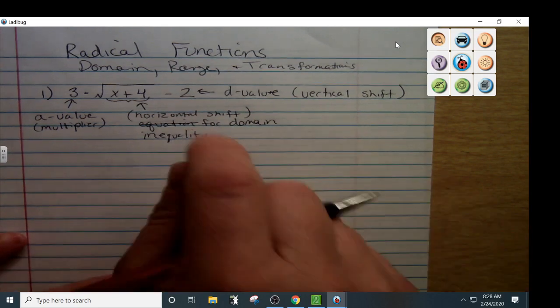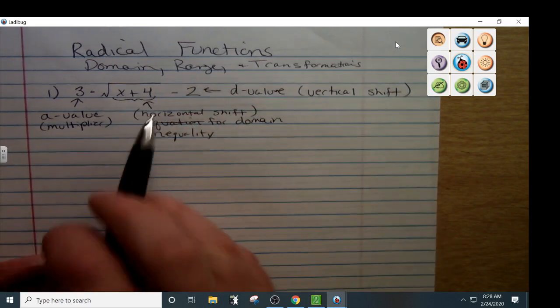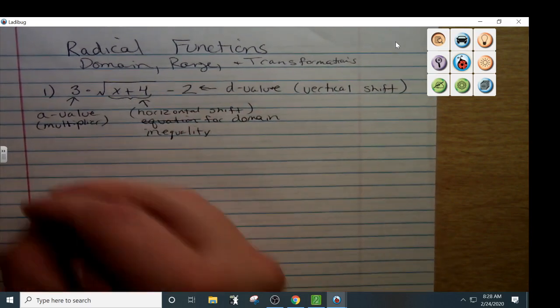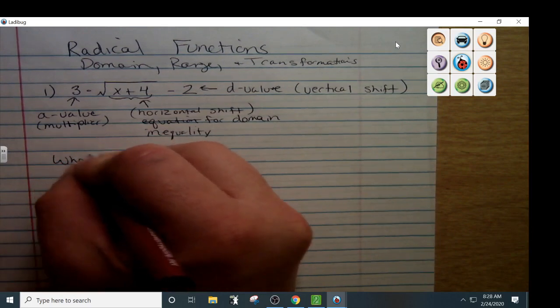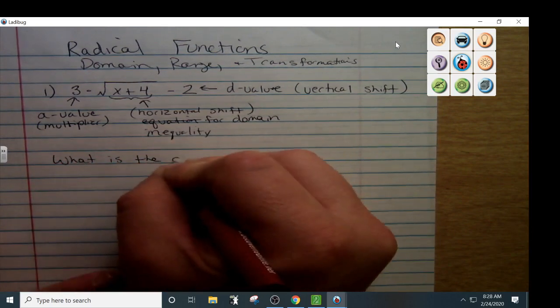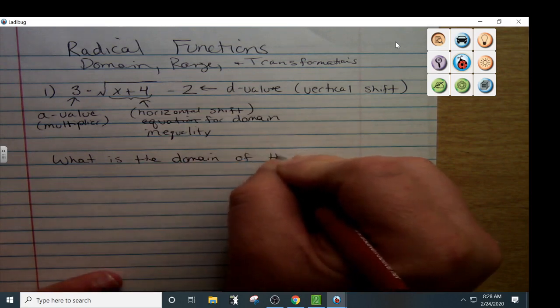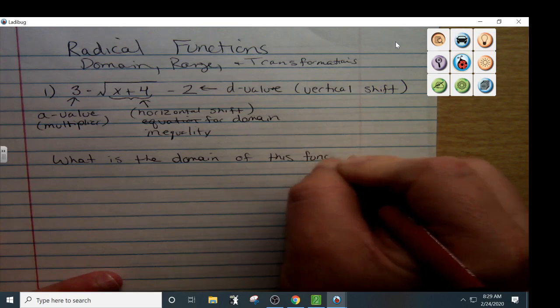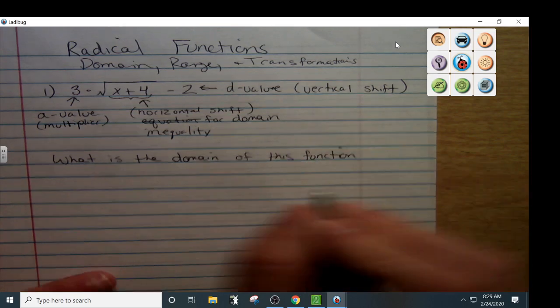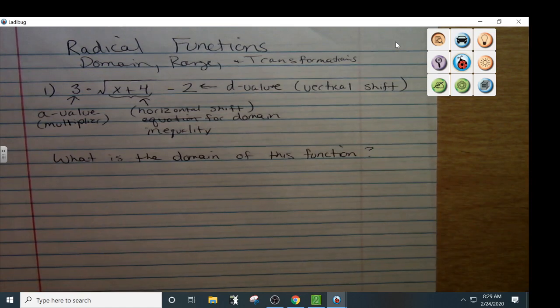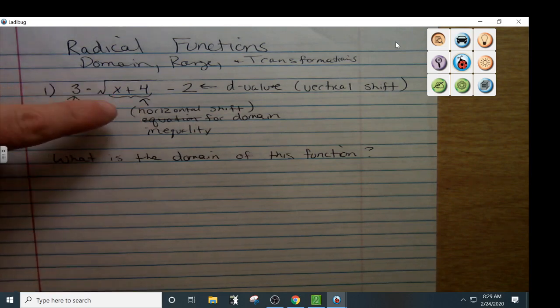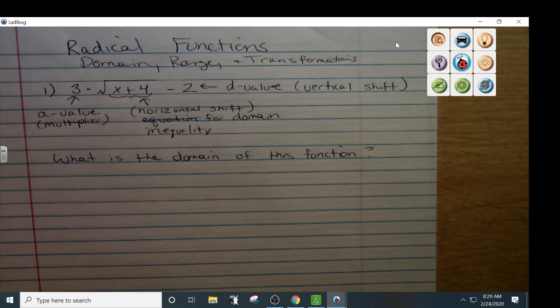Okay. Now let's talk about domain for a minute. So if it asks you what is the domain of this function, guys, I can pretty much guarantee you will see something like this on NCFE. They really do like to ask you questions like this. It's really, really simple to solve.